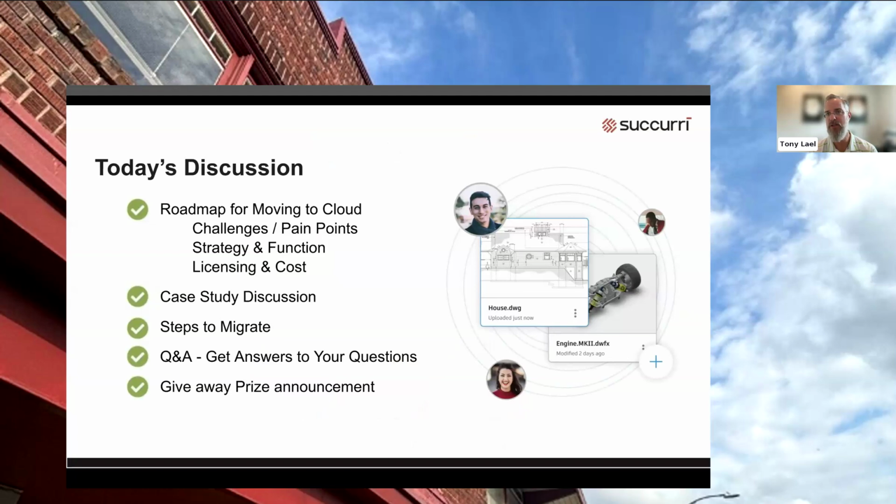Definitely there's some challenges that people have and pain points that kick that into high gear, and we'll walk through the thoughts around strategy and the function that they need to happen. We'll also talk about licensing and costs. That's a real big deal. And then we'll go through a couple of case studies and outline steps to migrate. Then we'll leave some time for Q&A.